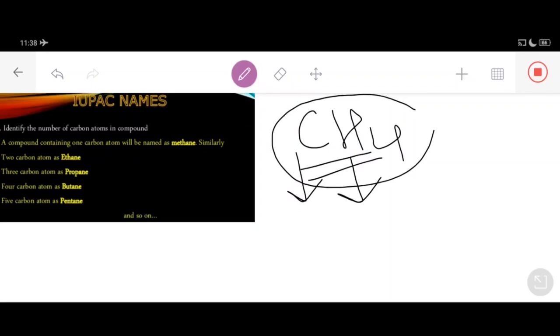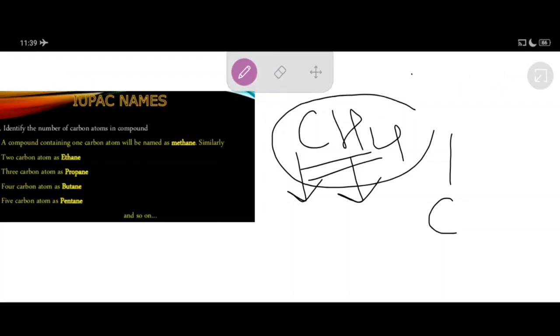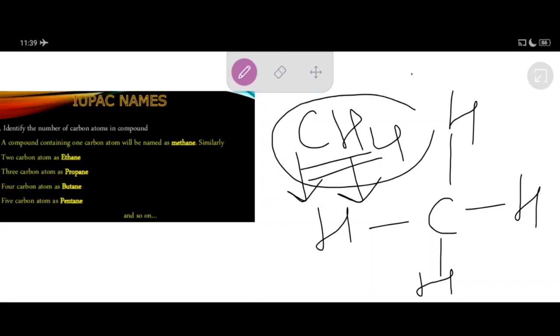This is meth, and it contains carbon single bonds, like for example it's like this: first H, second, this is third, this is fourth, my dear students. I told you that first you have to see how many carbon atoms a particular compound contains, my dear students.